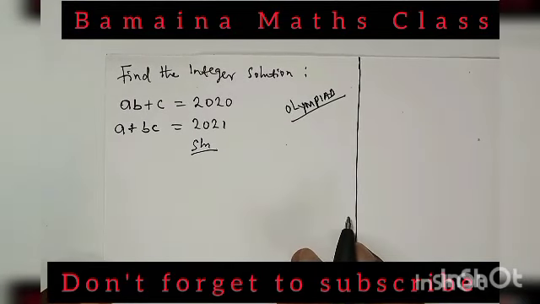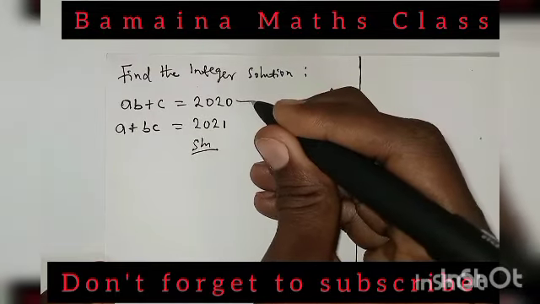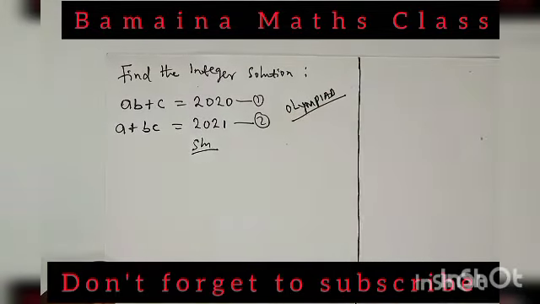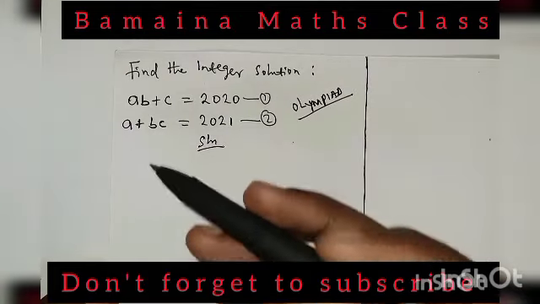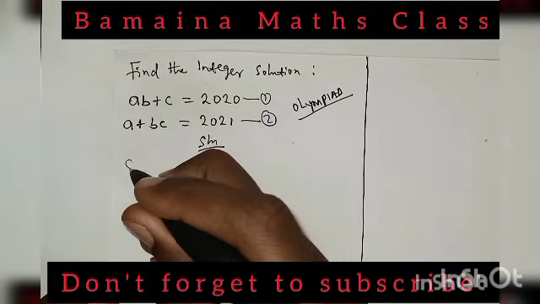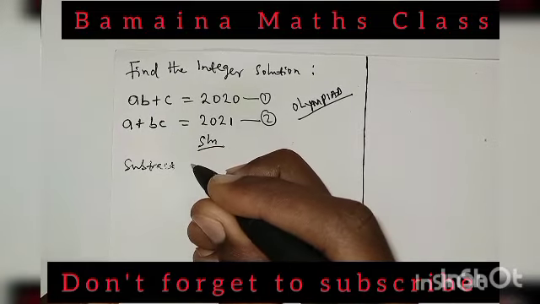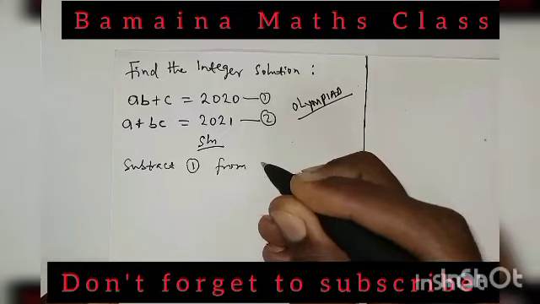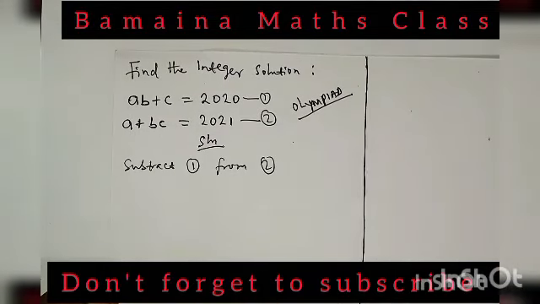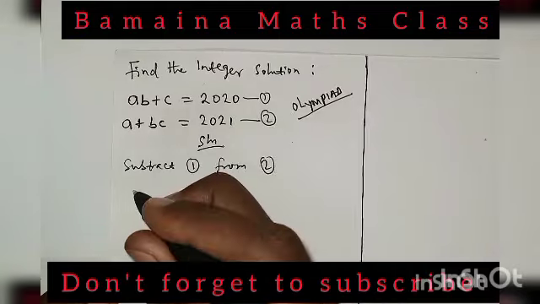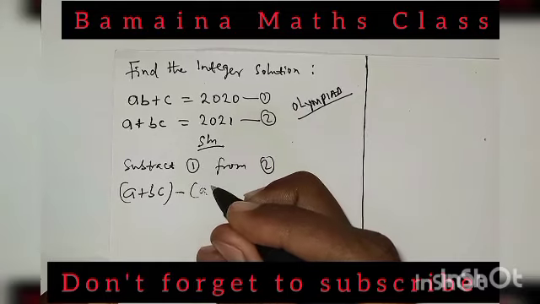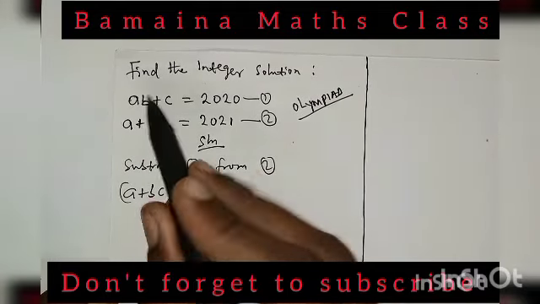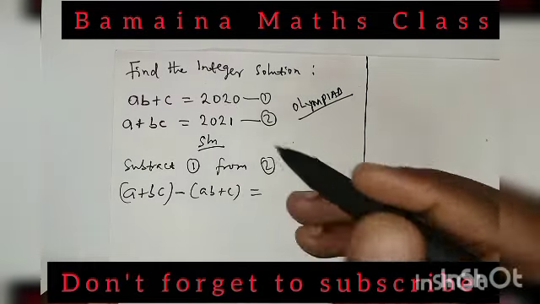Now from there, we give this one equation 1 and this one equation number 2. So from there, if you like, you can subtract 1 from 2 or 2 from 1. So let us subtract equation 1 from 2. It means equation 2 minus equation 1. So the left-hand side is A plus BC, then minus AB plus C. That is this minus this, equals 2021 minus 2020.